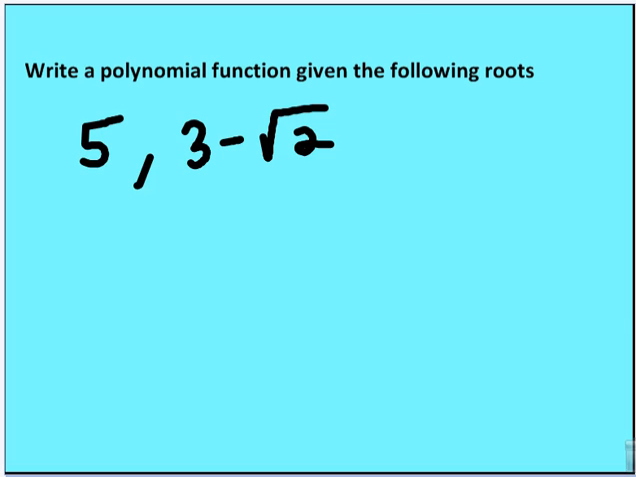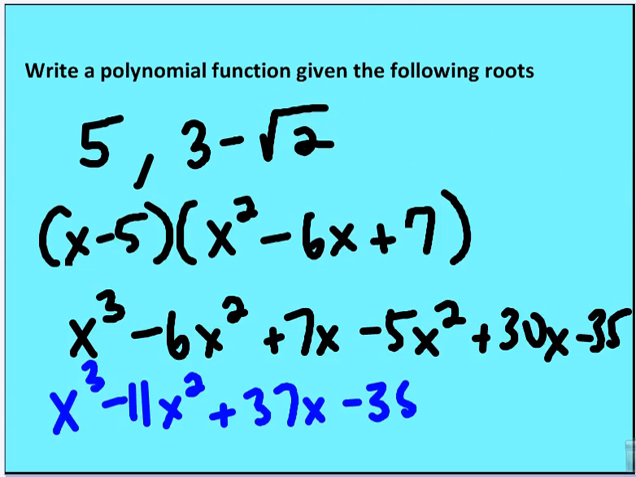Of course, we're going to determine that the additional root is going to be 3 plus root 2. And then 3 plus root 2 and 3 minus root 2 produce a factor of x squared minus 6x plus 7. I'm going to multiply or distribute, get these terms, combine like terms, and we're going to end up with x cubed minus 11x squared plus 37x minus 35.